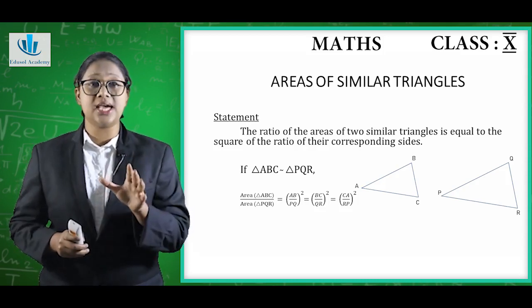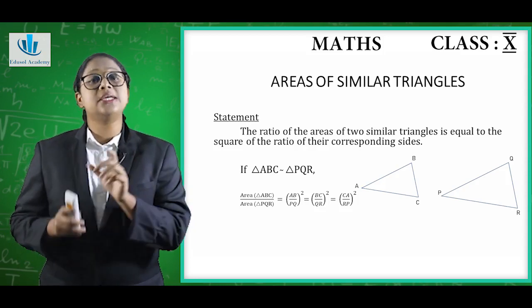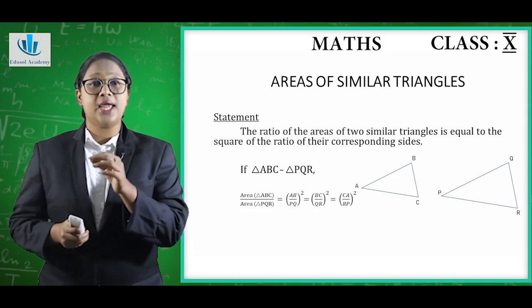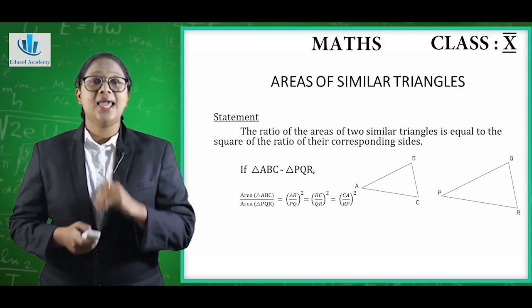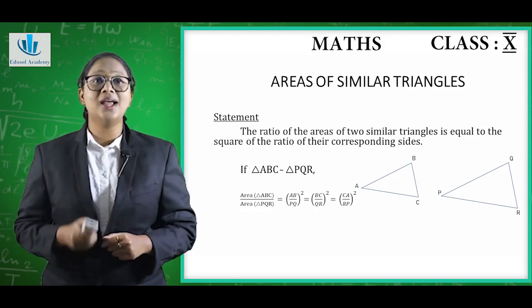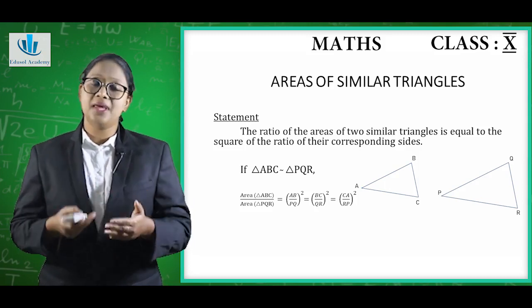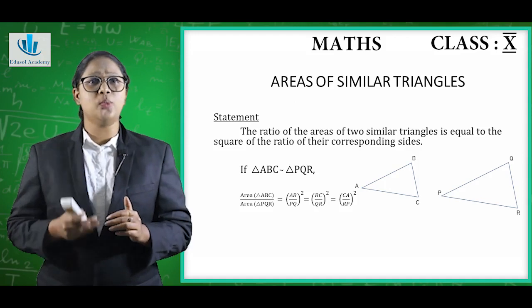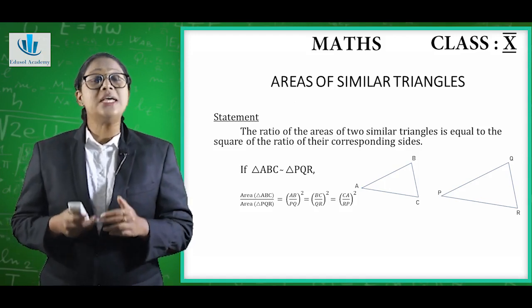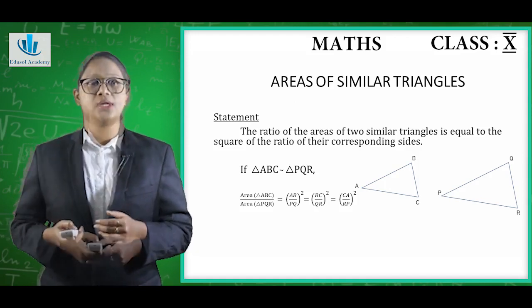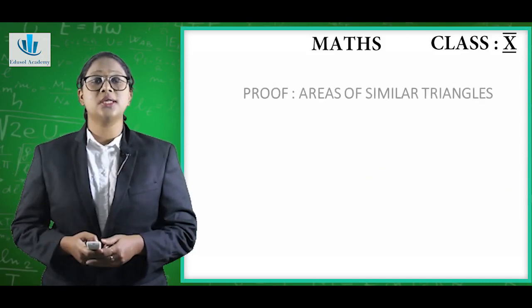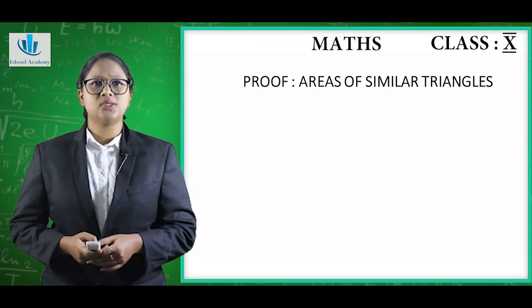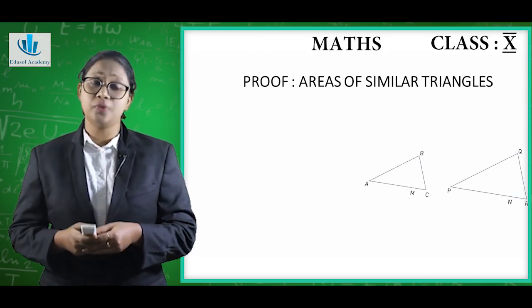So the condition is that if ABC is similar to PQR, then area of triangle ABC by area of triangle PQR will be equal to AB by PQ whole square, or BC by QR whole square, or CA by RP whole square. Now we shall discuss the proof for the theorem of areas of similar triangles. So this is what we have to prove.